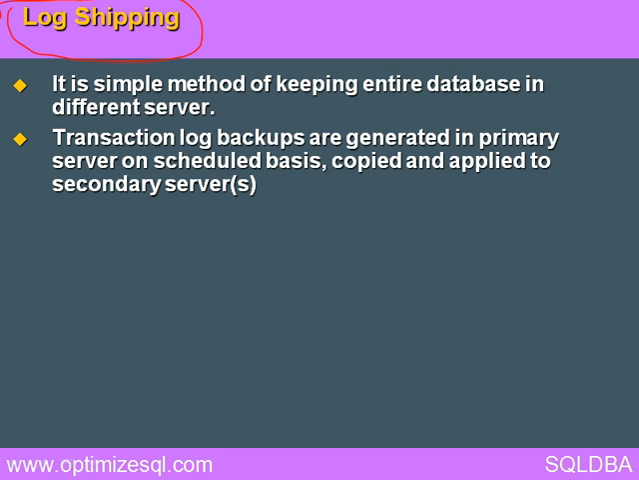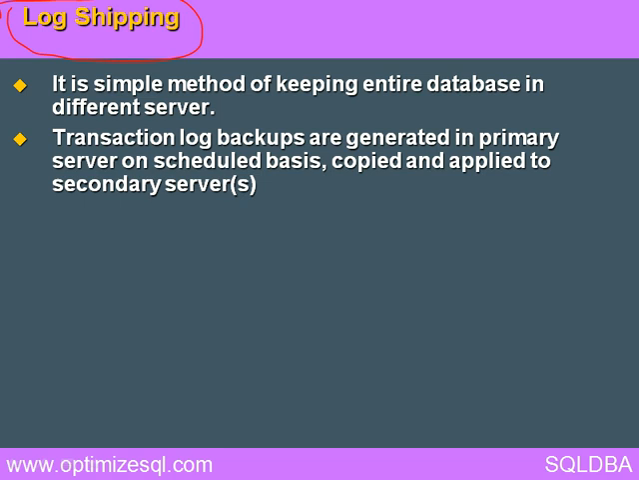Just remember, log shipping works with the help of three jobs: backup, copy, restore. Automatically these jobs are created. The backup job is created in the primary server. Copy and restore jobs are created in the secondary server.